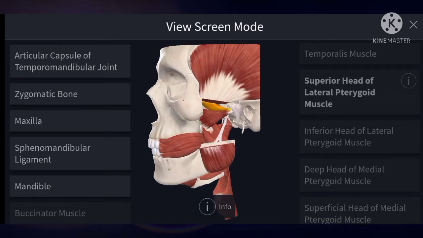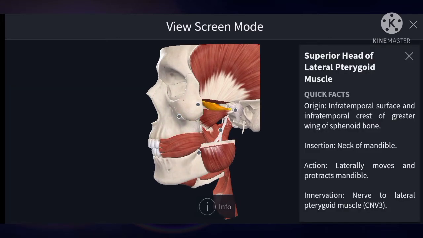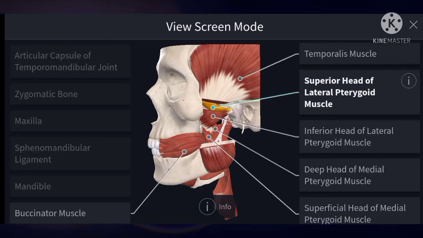Superior head of the lateral pterygoid muscle. As you can see here clearly, this is the superior head of the lateral pterygoid muscle, which arises from the infratemporal surface and crest of the greater wing of the sphenoid. The fibers of the superior head of the lateral pterygoid muscle run backward and laterally, converge for insertion, and get inserted into the pterygoid fovea on the anterior surface of the neck of the mandible.